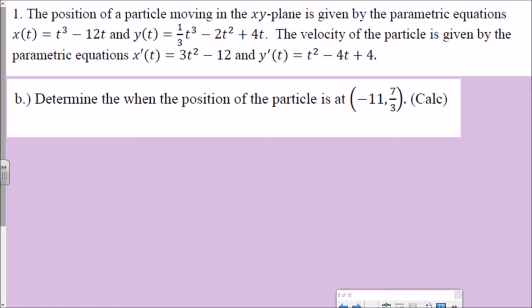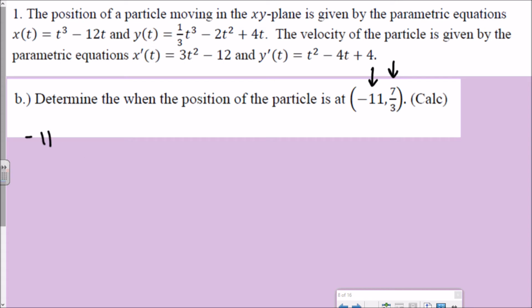All right, this one says determine when the position of the particle is at negative 11, 7/3. Oh, that's like the question I asked earlier. Okay, yes, but when will the pizza man be at my house? So how do we do this? I need to know when my x is equal to this and when my y is equal to this. So what am I going to do? If I want to know when x is equal to negative 11, I'm going to set x equal to negative 11 and solve for t. That's exactly what I'm going to do. So let's try it out.